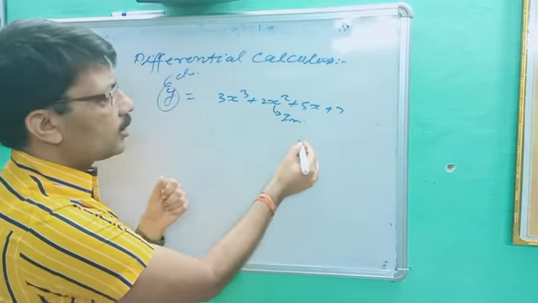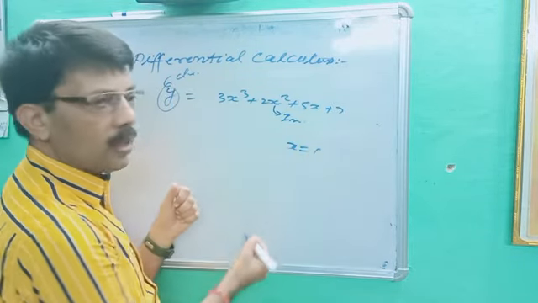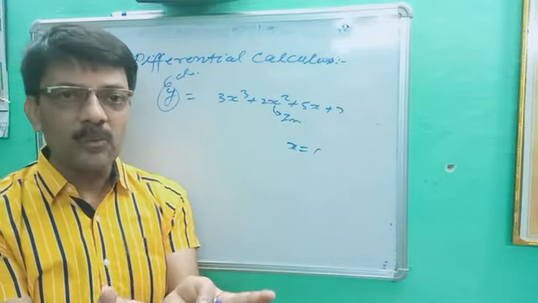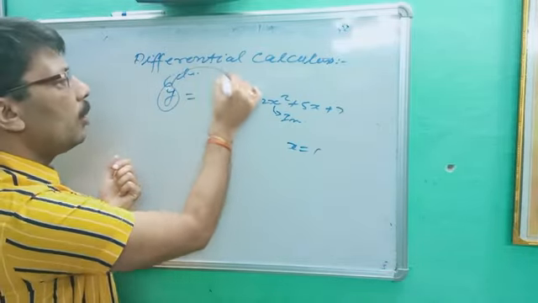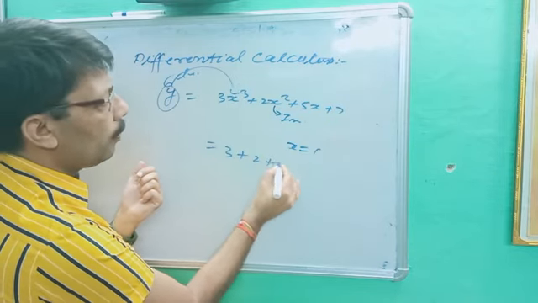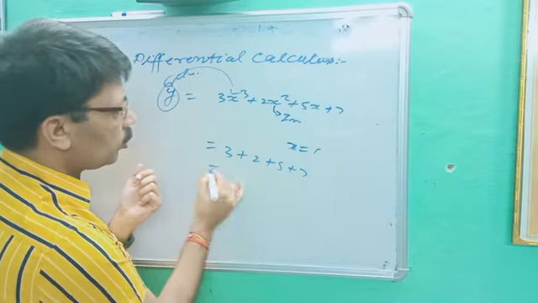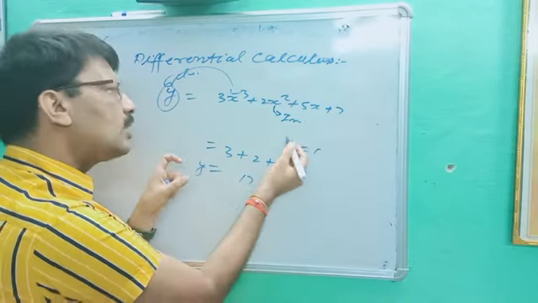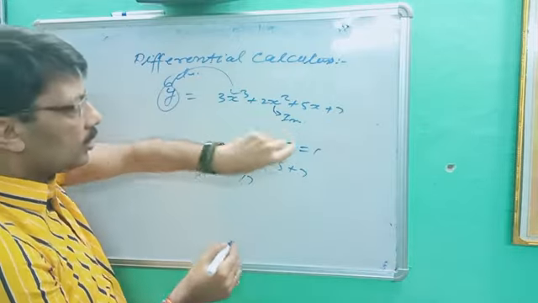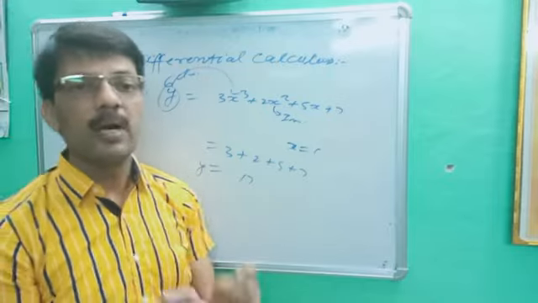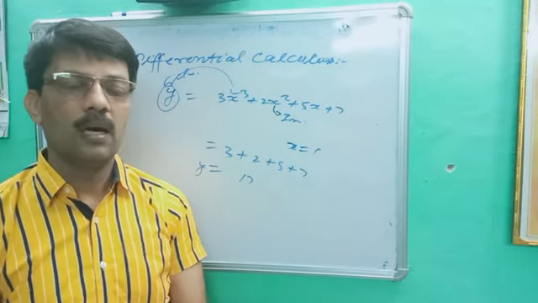Once we decide the value of x, let's suppose x is equal to 1, you can't decide y as any value you like, because y depends on x. When you put x is equal to 1, it becomes 3 plus 2 plus 5 plus 7, so you will get 17. So y is equal to 17. It means x decides the value of y. That's why x is called independent and y is called dependent, but both are variables. Are you getting the point?